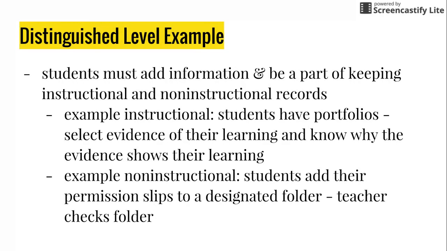Now, again, it's part of the Danielson rubric, so we want to look at the distinguished level example. In order to be distinguished level, the students must add their own information and be part of the record keeping for both instructional and non-instructional records. So you notice we have an instructional example. The students have portfolios. However, the students would select their own evidence that would show their learning, and they would also know why the evidence shows their learning.